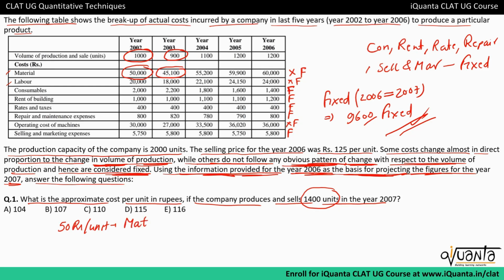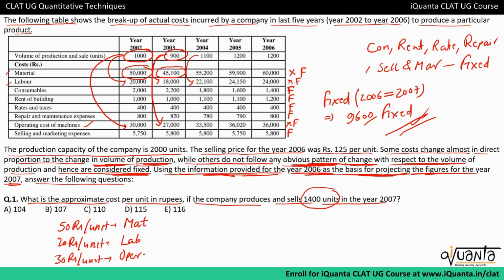Material. Okay. Similarly, if you find it out for labor, because labor are also not fixed, for 1000 units the cost is 20,000, for 900 units the cost is 18,000, for 1100 units cost is 22,000. So it is roughly 20 rupees per unit. Okay, so 20 rupees per unit is the cost for labor. Okay, then which is non-fixed, it is operating cost of machines. So when there are 1000 units, cost is 30,000. When there are 900 units, the cost is 27,000, which tells us that price per unit, it is around 30 rupees per unit. So 30 rupees per unit will be the cost for operating cost, right?